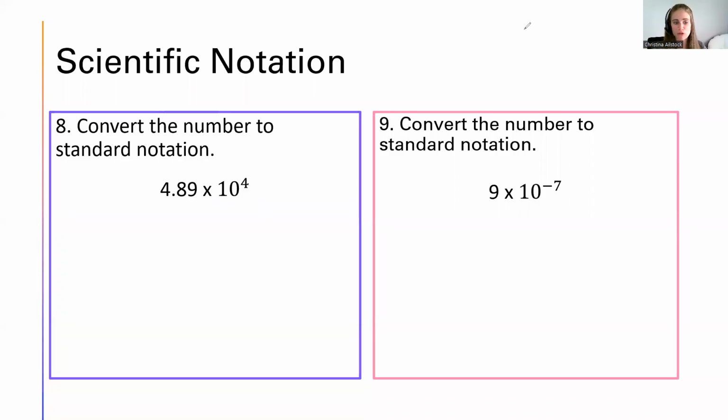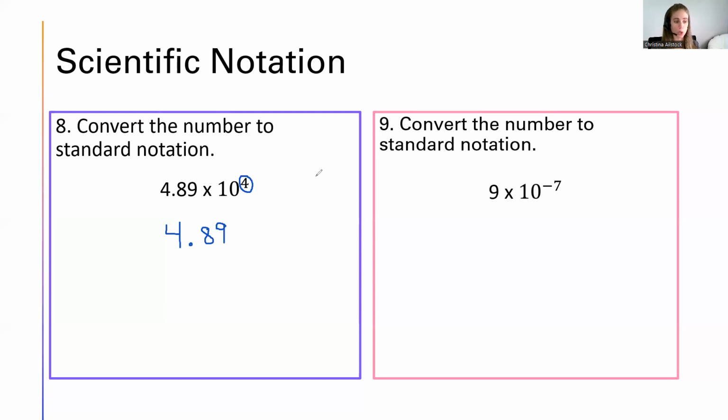All right, let's try some conversions where we go the other direction. So for 8 and 9 here, we are going to convert our number into standard notation. All right, for our number 8, we have 4 and 89 hundredths times 10 to the 4th. First off, I'm going to rewrite just the 4 and 89 hundredths so I can have some space to work. And then I notice that my exponent is a positive 4. That means that I need to move my decimal point 4 times.